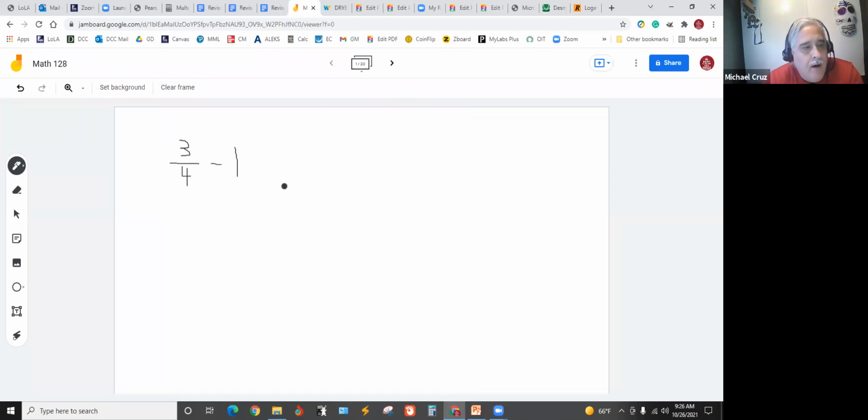Now, if we were told to add or subtract, which in this case is subtract, we need to have a common denominator. We can't do it otherwise. So what's the LCD on this? If you're having trouble visualizing it, keep in mind that this is 1 over 1. All right. So the LCD between these two is what? 1 can fit into 4, but 4 can't fit into 1. So the LCD is 4.